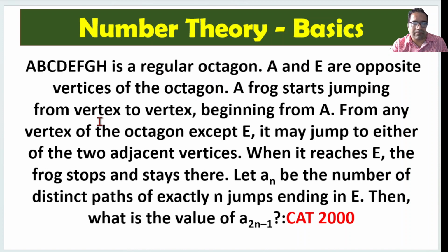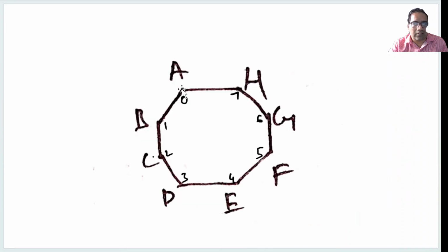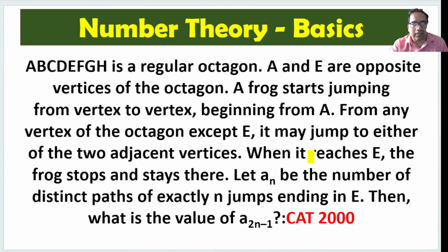A frog starts jumping from vertex to vertex beginning from A. From any vertex of the octagon except E, it may jump to either of the two adjacent vertices. For example, if this is some regular octagon, except E, E is opposite to A, everywhere it can jump to the left or to the right. From B, it can jump to A or to C; from C, it can jump to B or to D. From D, it can jump to C or E, but from E, it cannot jump anywhere. It has to stop at E.